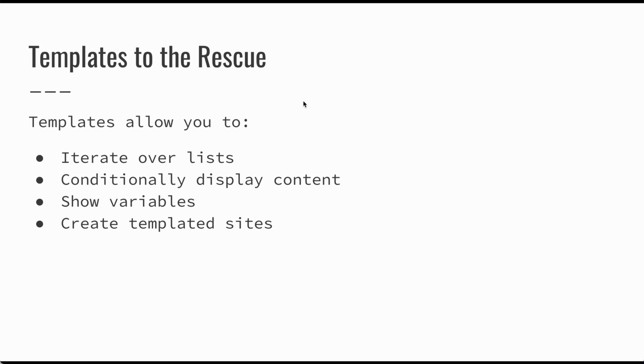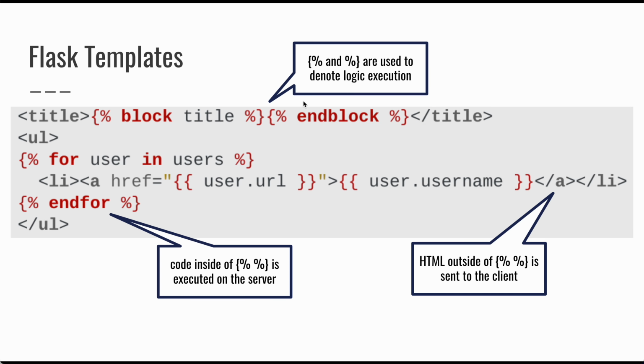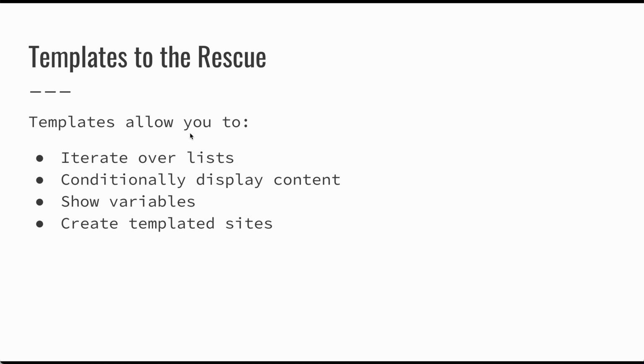You can continue to put the HTML strings in your Python code, but even that is kind of clumsy, just inserting a parameterized string into each one of those. And that's going to get more and more complex the more parameterization or the more difficult things you might want to do there. So templates allow you to generate HTML dynamically, and we can do that as we iterate over lists. We can do that to conditionally display some content. We can show variables from our Python in it, and we can actually create entire templated sites.